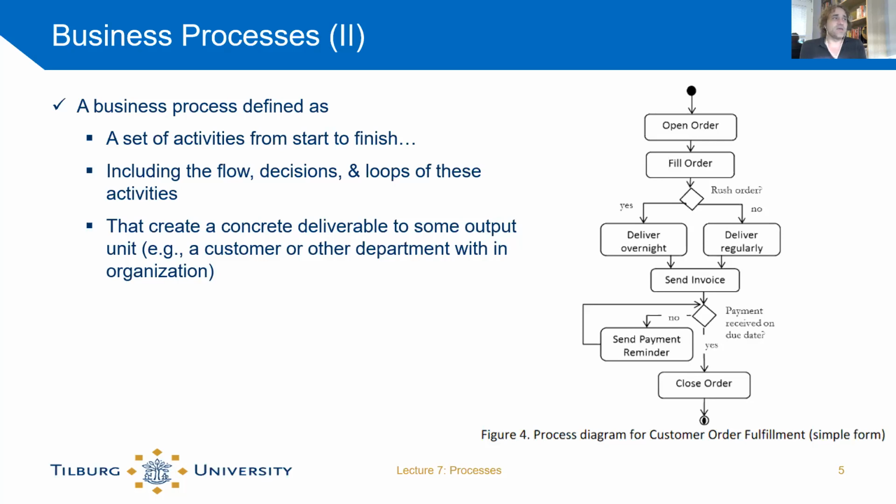But basically, this is a basic process. So it's a set of activities from start to finish, including the flow and all the decisions and the loops in that process. And we create something deliverable. We send out the product, we close the order. Or, for example, we make part of a product and then hand it over to another organization, to another unit.